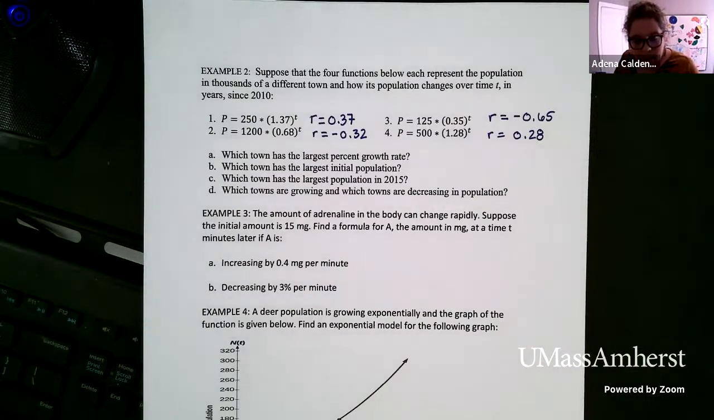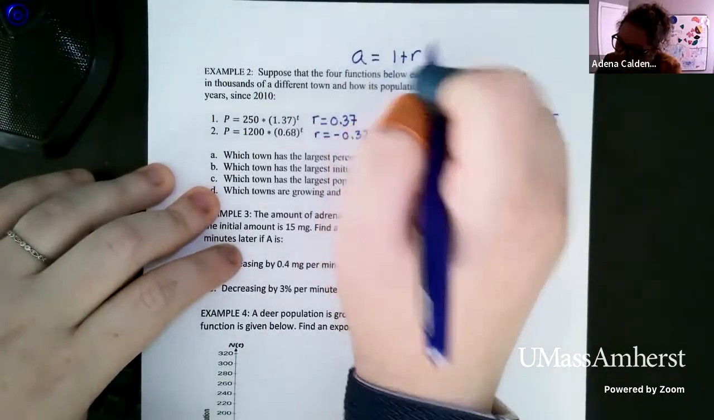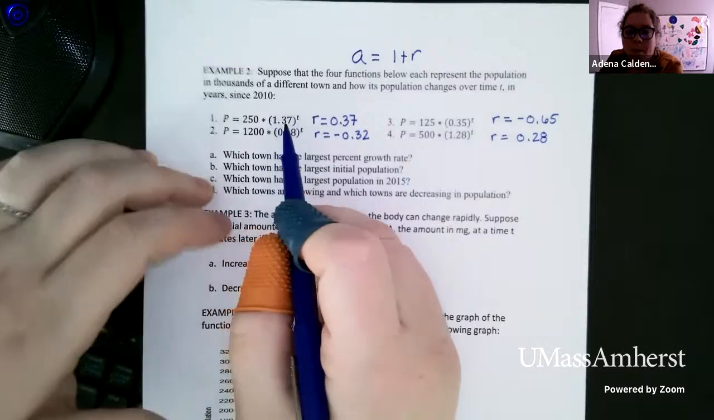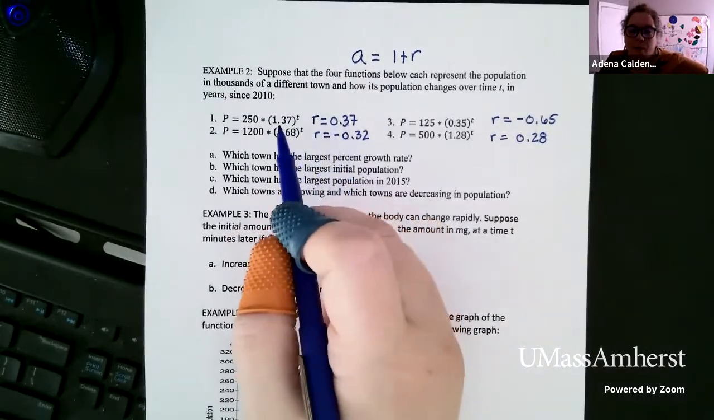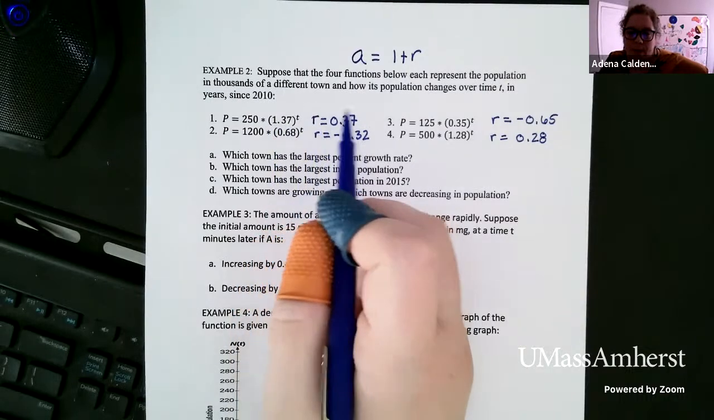All right, so what we want to do here for part A, which town has the largest percent growth rate? So the growth rate is your R, and as a reminder, the R is from that base A. So for this first one here, if A is 1 plus R, then my R has to be 0.37. That's what got added to 1 to get 1.37. So that's my rate here.